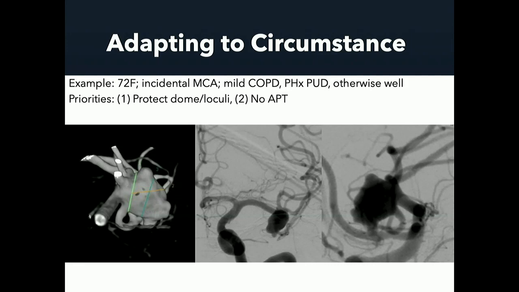But the priorities, if we are going to treat, will be to protect that dome and those little daughter loculi. And because of her peptic ulcer disease, we don't want to give her any antiplatelets, which from an endovascular point of view may be a problem. It's about 9-10 millimeters.